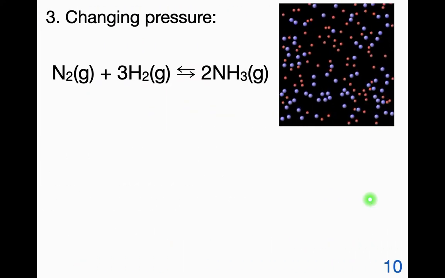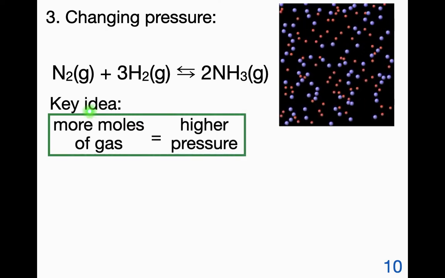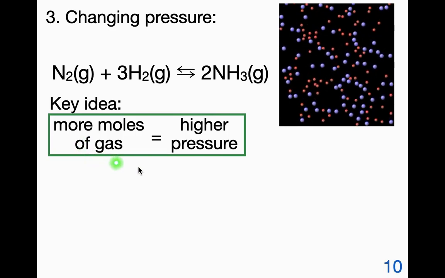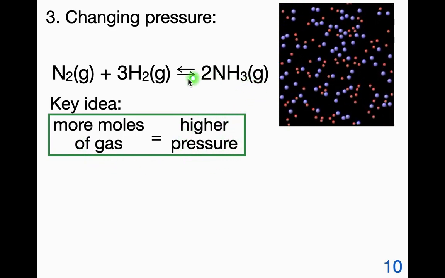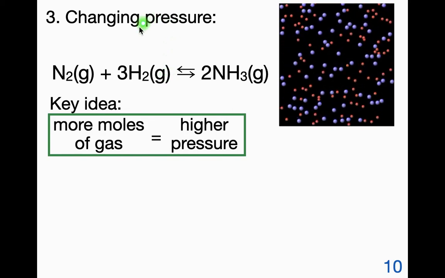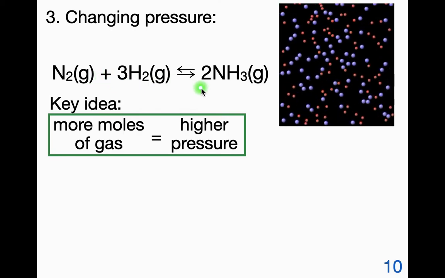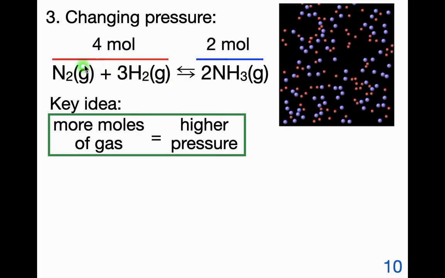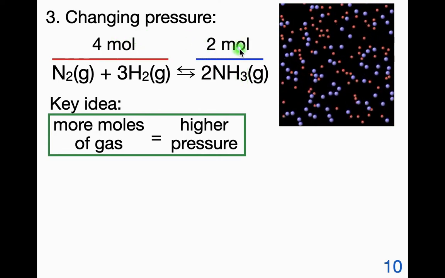Now let's look at pressure. The key idea when we're dealing with pressure is that the more moles of a gas that you have, the higher the pressure will be. Pressure will only be a factor for gaseous reactions, which is the case that we have here. Everything's a gas. So what we need to do is look on the reactant side and the product side and see which side has more moles of gas.